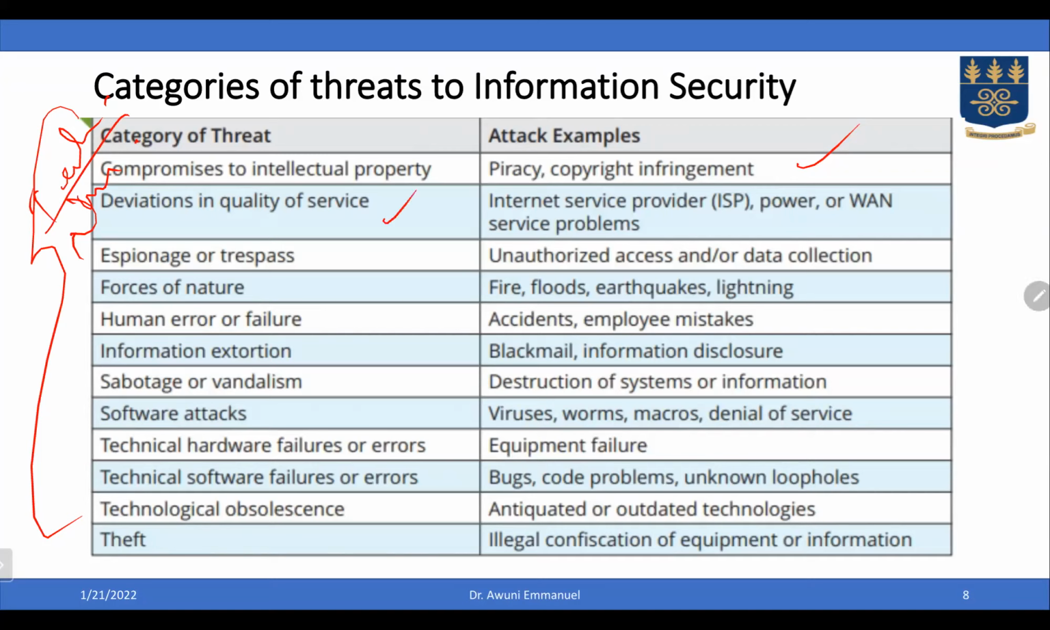The next one, deviations in quality of service. And this is also non-technical. Sometimes it will just happen, like with the internet service provider, power, and then one service problem. So, anyone in the class who may want to throw more light on deviations in quality of service?